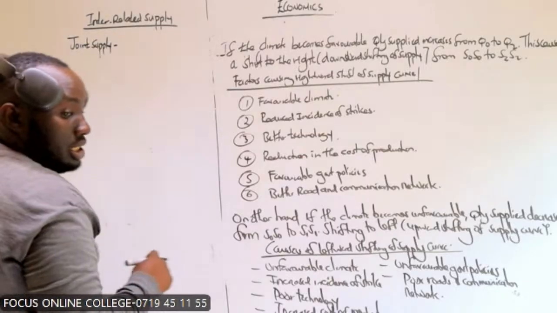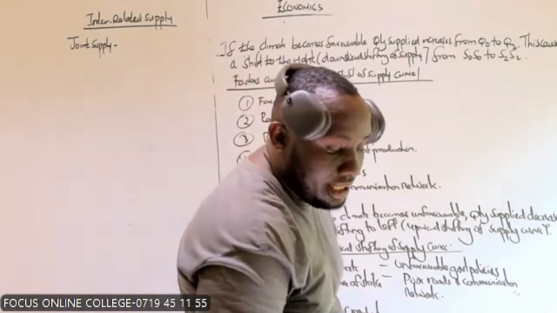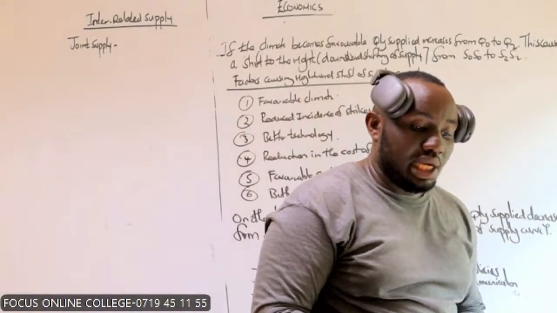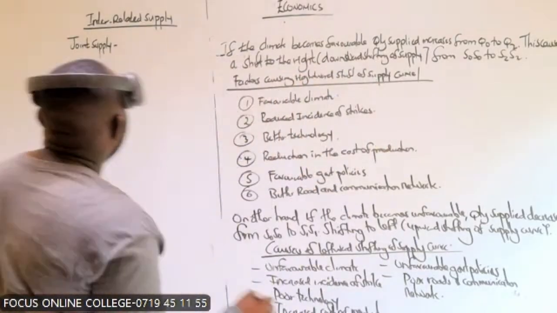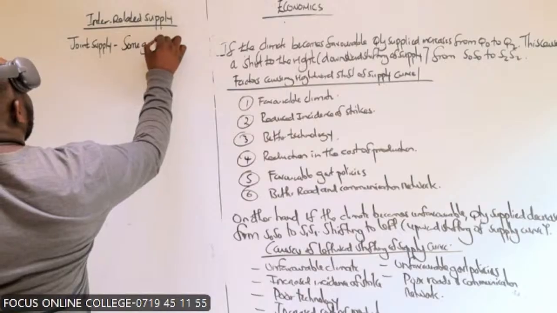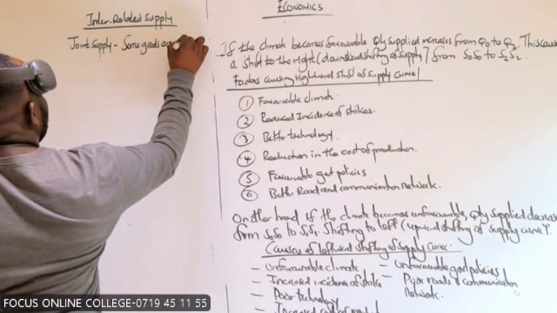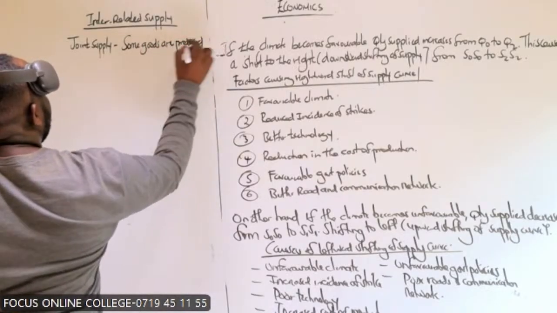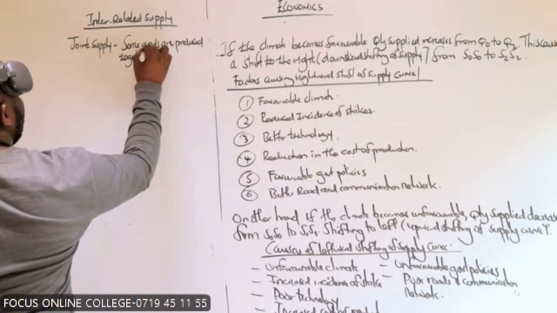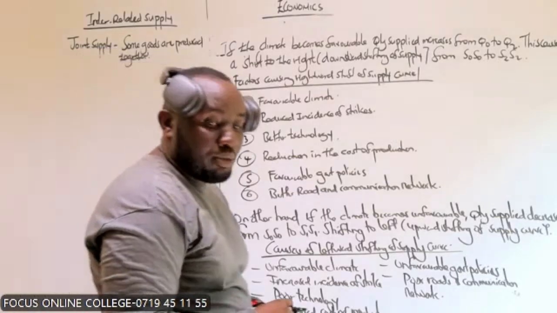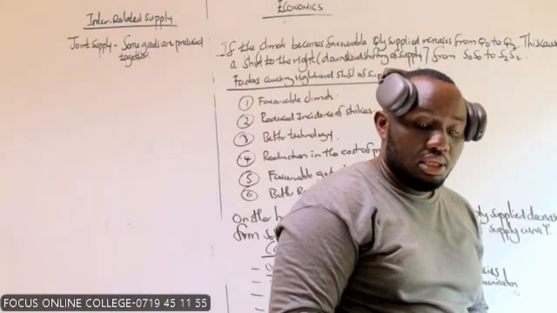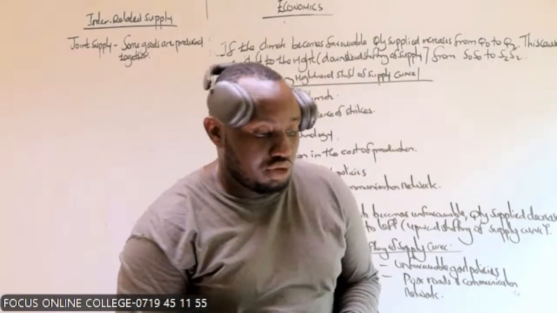Interrelated, we have number one, what's called the joint supply. When you talk about joint supply, we say some goods are basically produced together.